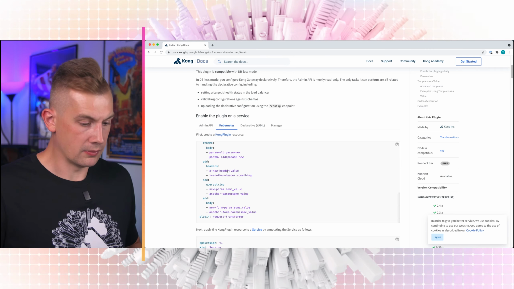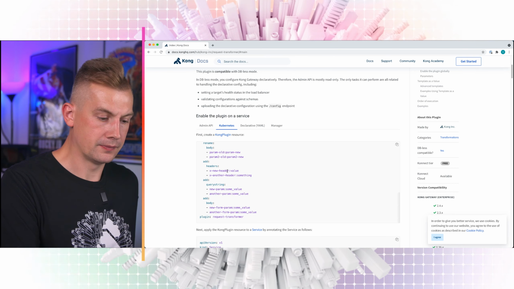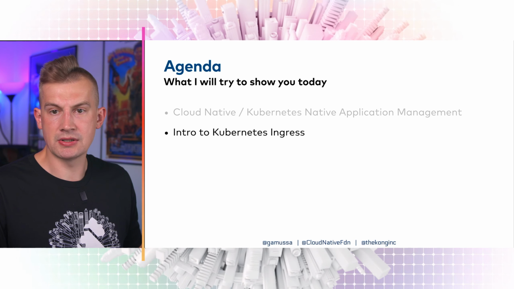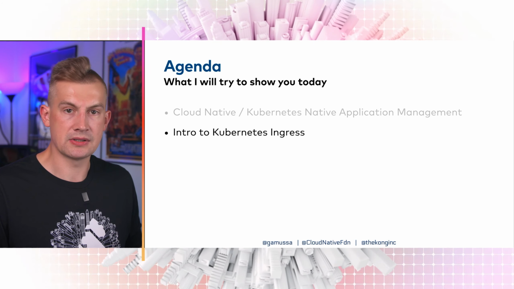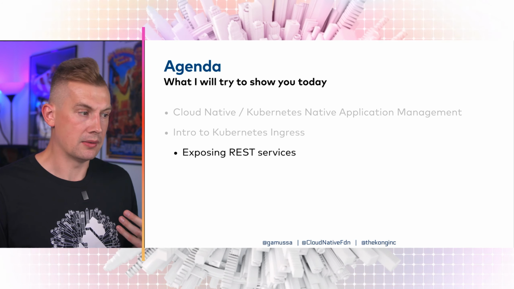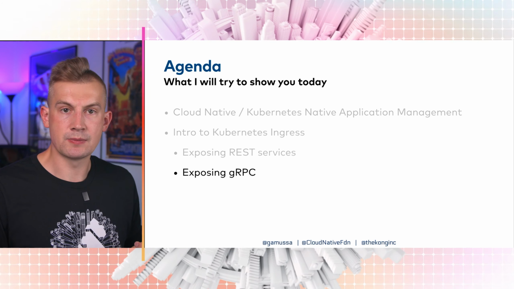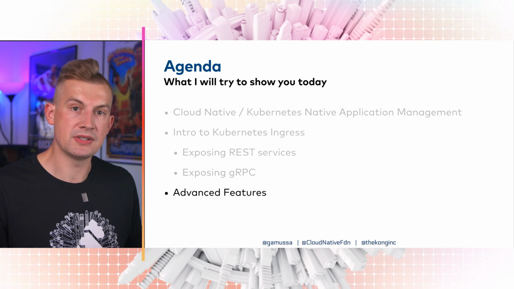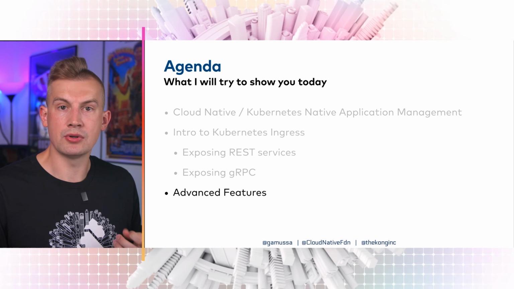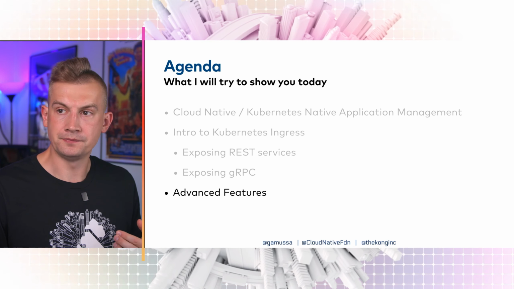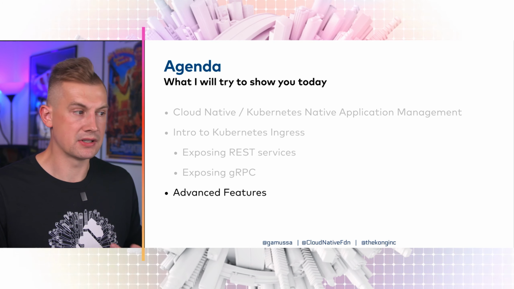All right, let me briefly bring back the agenda so I can talk about what you saw, and whether I was able to fulfill all the promises. We talked about application management and Ingress. You have the idea of what Ingress is and how it can become a more advanced feature by implementing plugins. I showed you how we can expose REST services and gRPC services. And I showed you how you can implement plugins like rate limiting, key authorization and things like that.